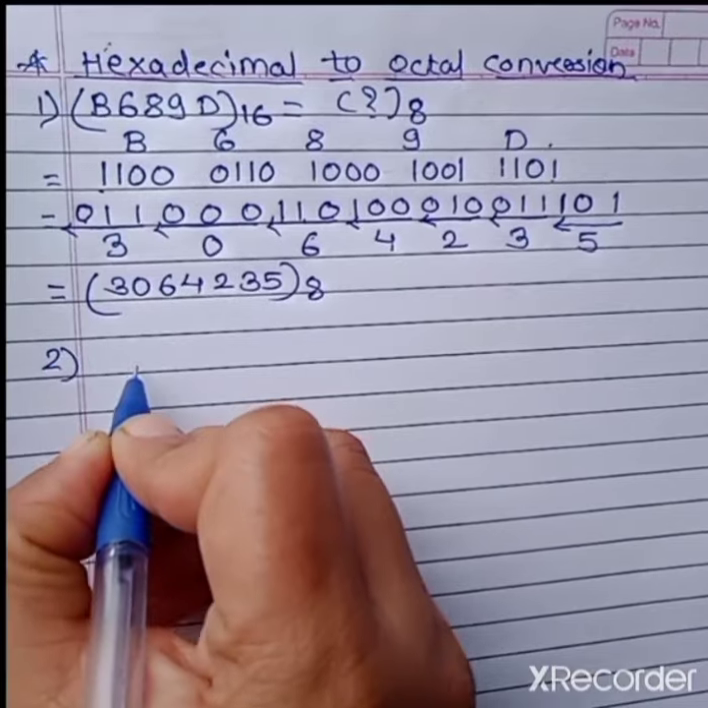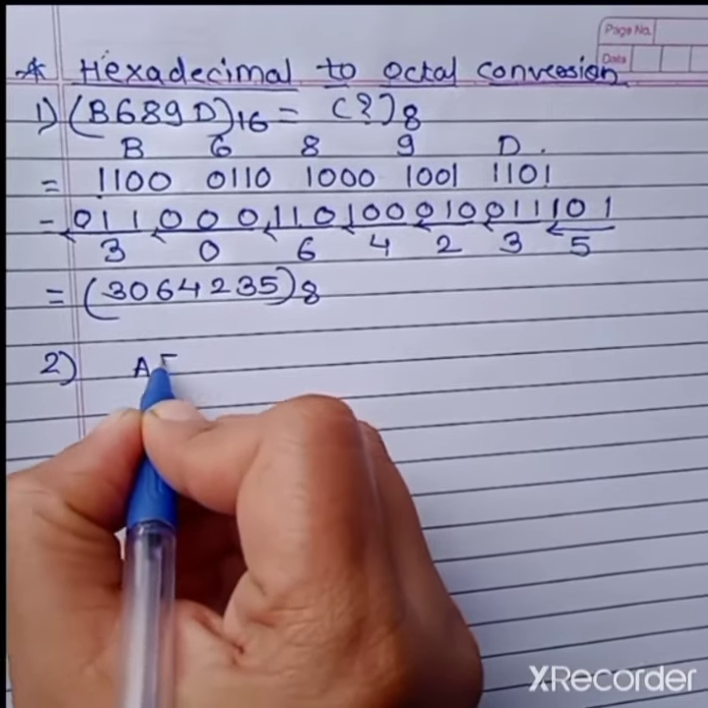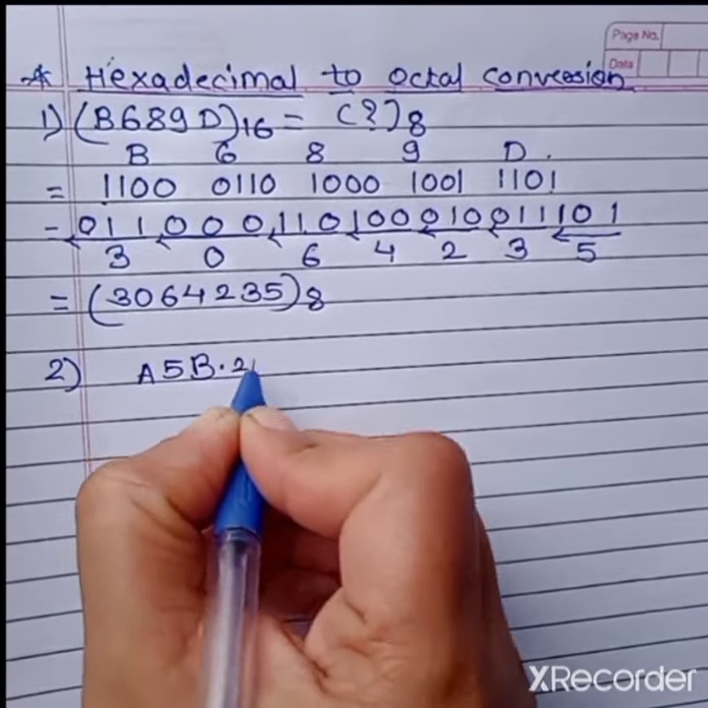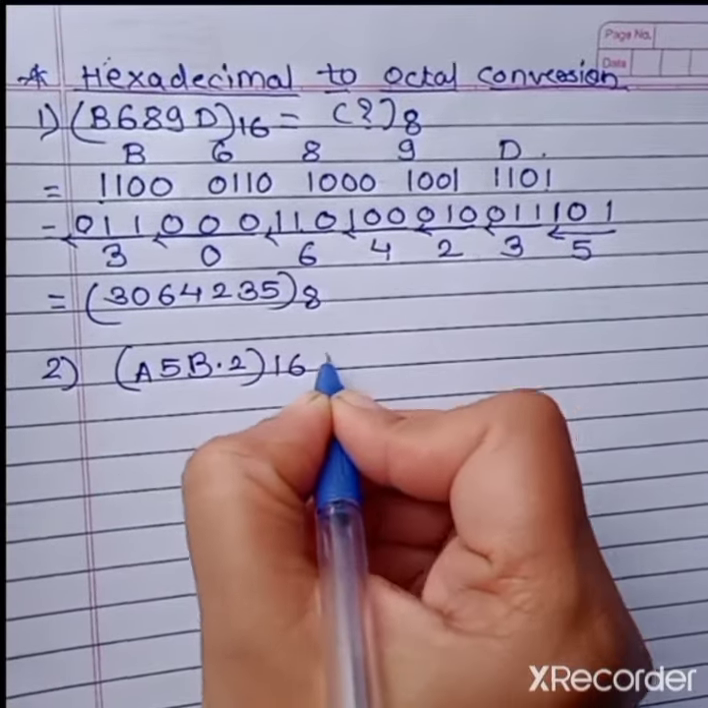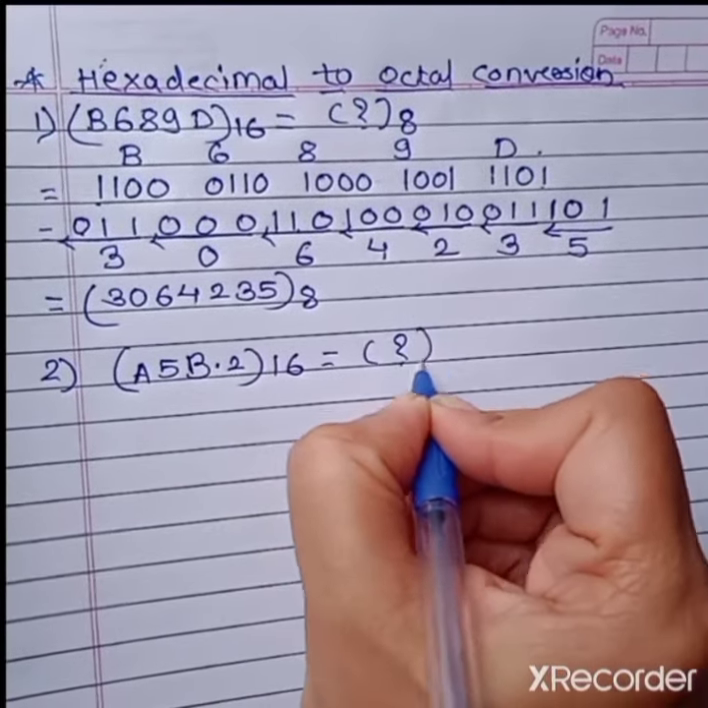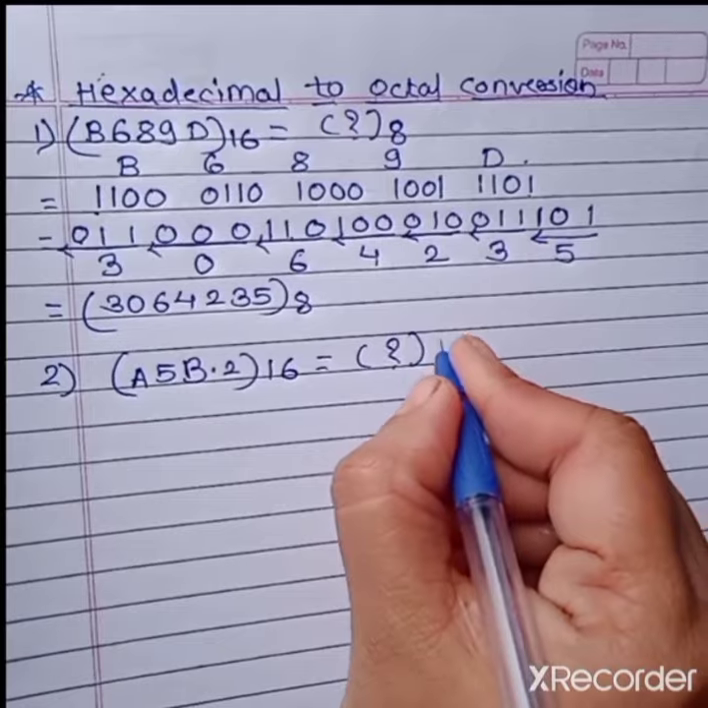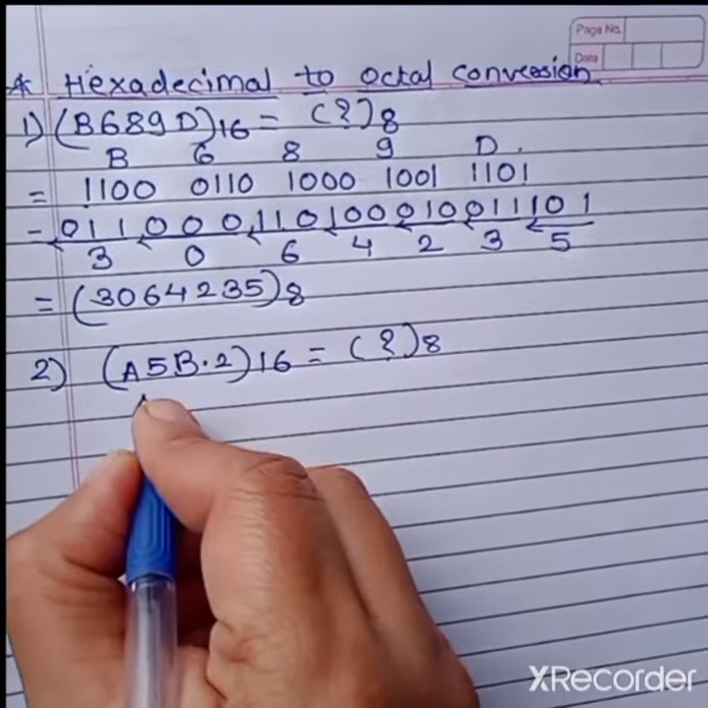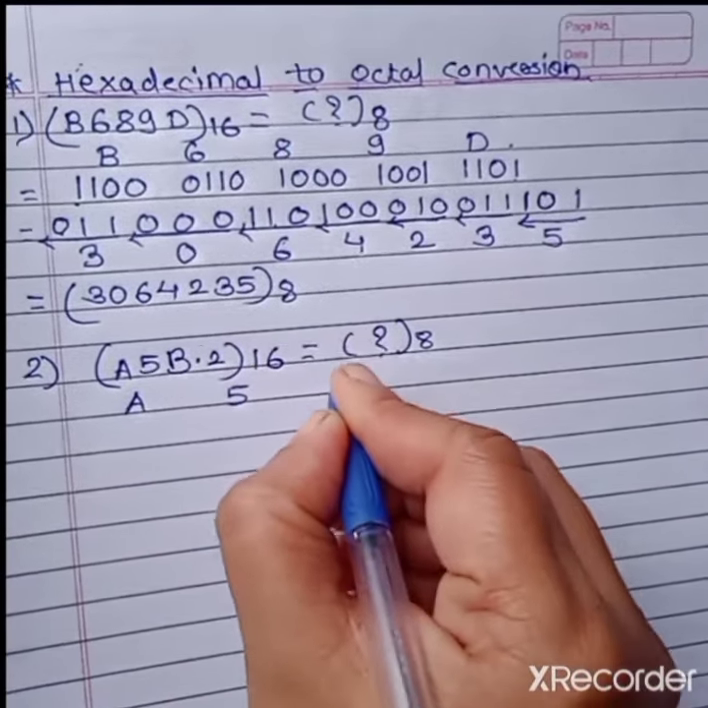Then we'll see the second example, A5B.2 to the base 16. We have to convert this number into octal. Write each digit separately.